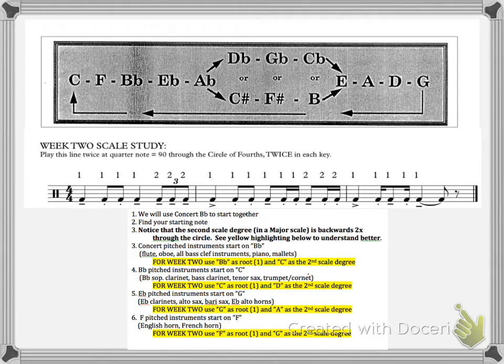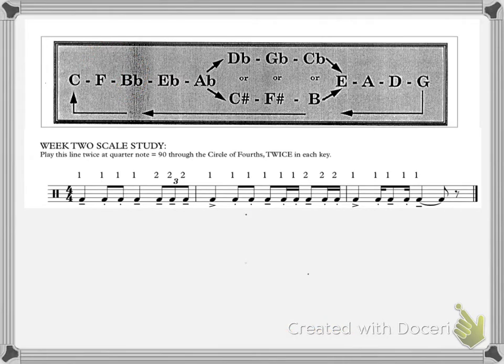Now if you'll notice, the second scale degree in any major scale is actually backwards through the circle. So for example, for the concert pitch instruments, if you're starting on B flat, if you go backwards 2 times through the circle, you'll see a C, and that is the second scale degree of the key of B flat. When you move to the key of E flat, if you move backwards twice, you'll see F, and that's the second scale degree of E flat major scale.